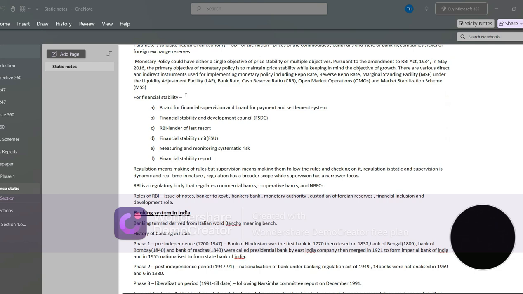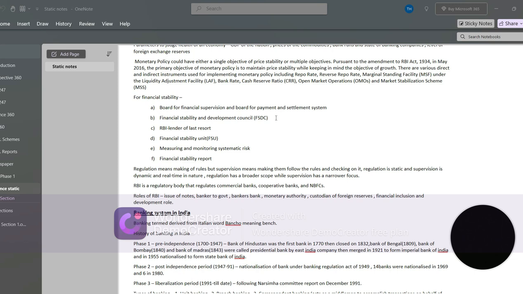Now, for financial stability, there are six functions of RBI. First is the creation of the board for financial supervision and the board for payment and settlement systems. Second is the Financial Stability and Development Council, the formation and the function of this council. Third is RBI acts as a lender of last resort. Fourth is it also has a financial stability unit. Fifth is it measures and monitors systemic risk. And the last is it also gives a financial stability report.